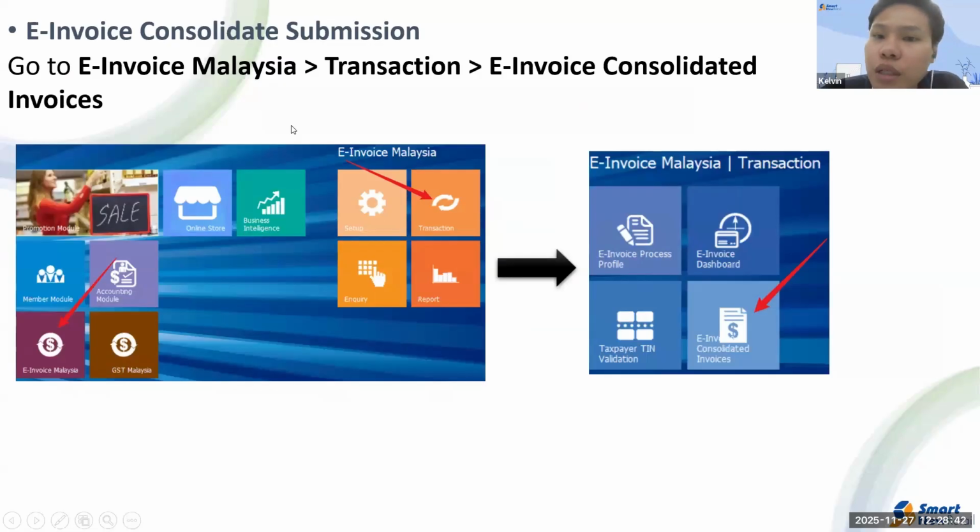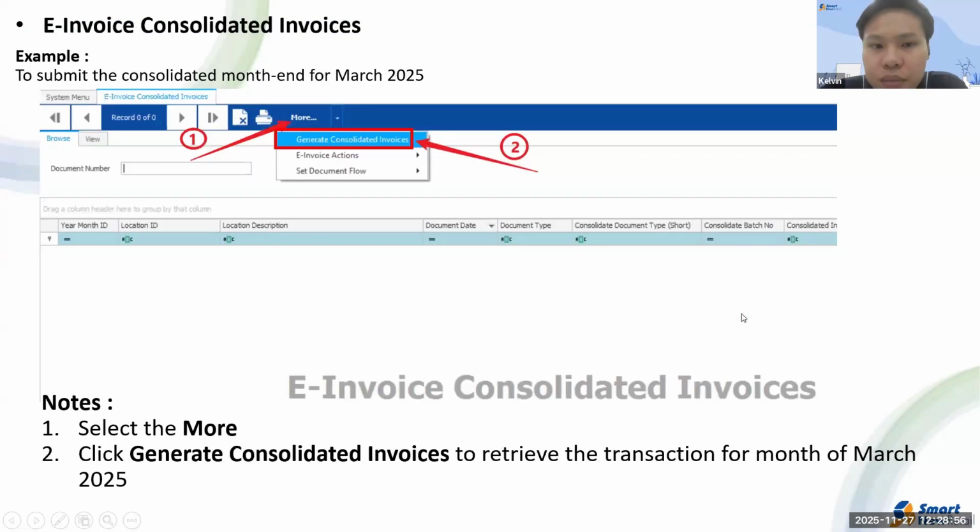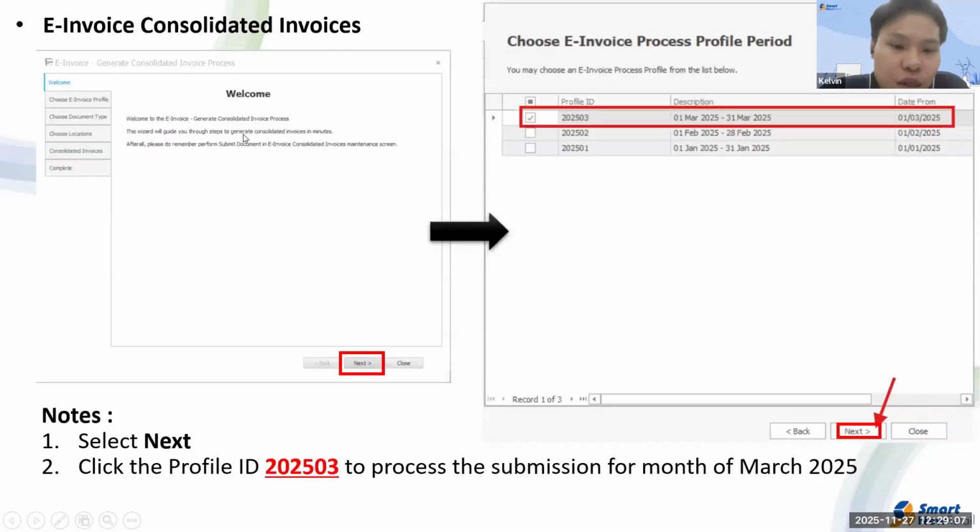So how do we do the e-invoice consolidate? You can go to E-Invoice Malaysia, transactions, e-invoice consolidate invoice. Then we go to more, generate consolidate invoice. You will see a pop-up screen. The first page is a welcome page. You can just click next.